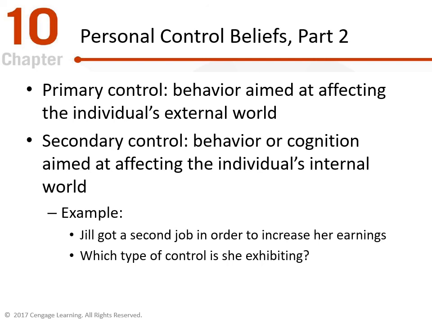So again, you're looking at primary as how my behavior affects my outside world, and secondary is how my behavior and cognition affect my internal world. So Jill got a second job in order to increase her earnings. Which type of control is she exhibiting? Jill is demonstrating primary control because that's affecting her external world. It's more biological. Does she have the stamina to work 2 jobs? So that would be an example of primary control.